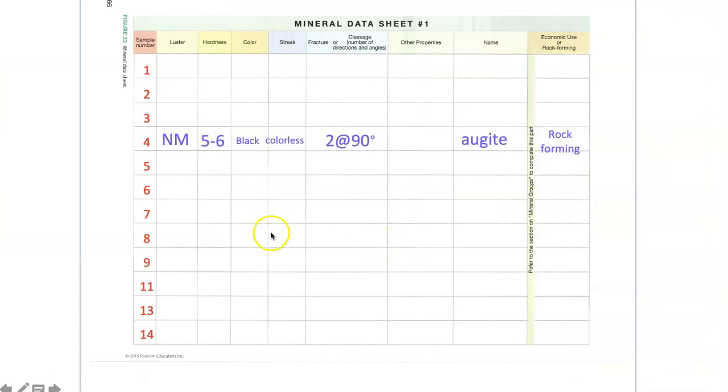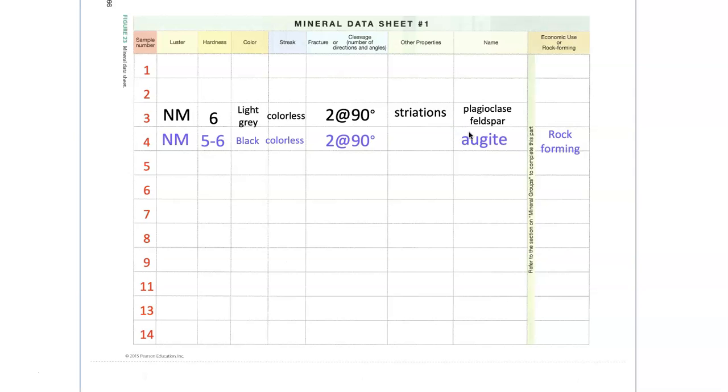So we go back to our mineral data sheet and we fill out number 3, non-metallic luster. It has a hardness of 6. I would call the color light gray, and the streak I didn't show you, but the streak is pretty colorless. It does also have two cleavage planes at 90-degree angles. And in this case, we might put something in the other property. We might mention those striations because they're very distinct in this mineral. They're not common in a lot of minerals.